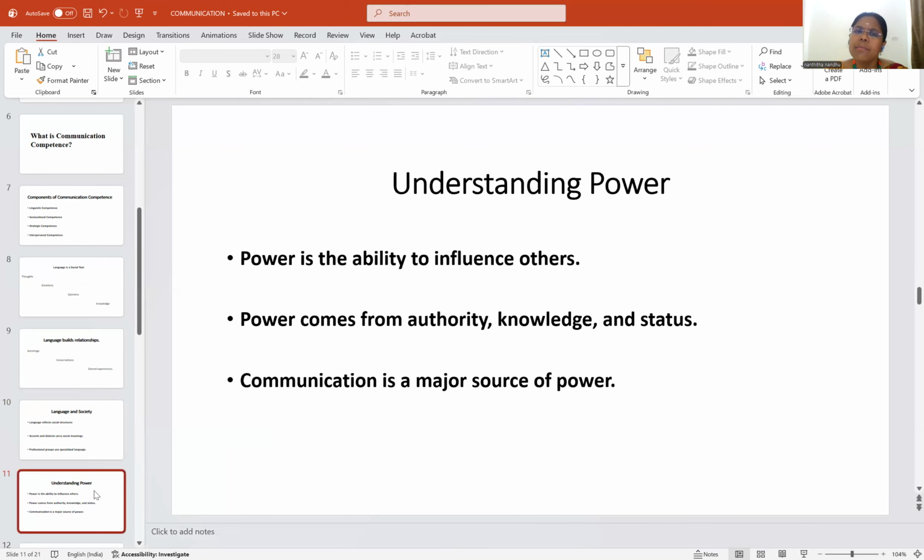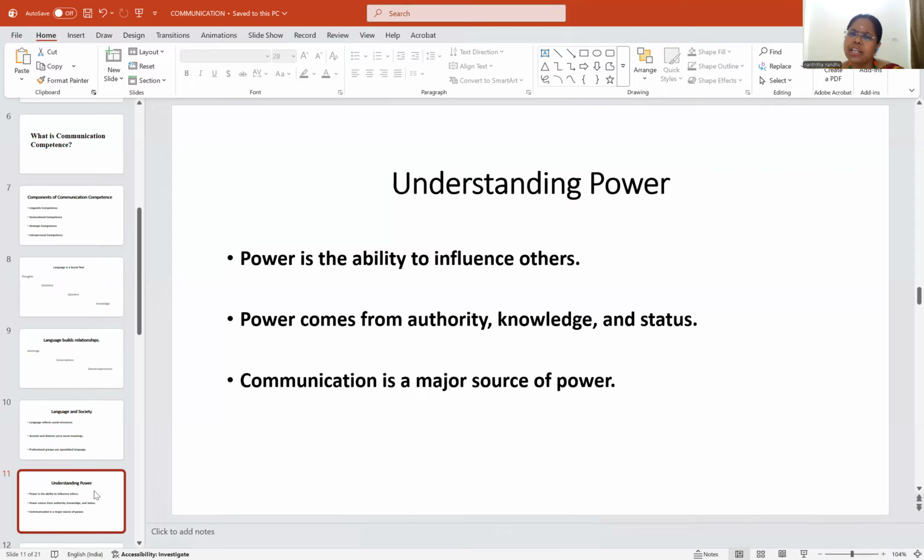Next, how come language and power are interlinked? Understanding power in terms of communication is much more important. Why? Because power is the ability to influence others. Power comes from authority, knowledge, and status. Communication is a major source of power.